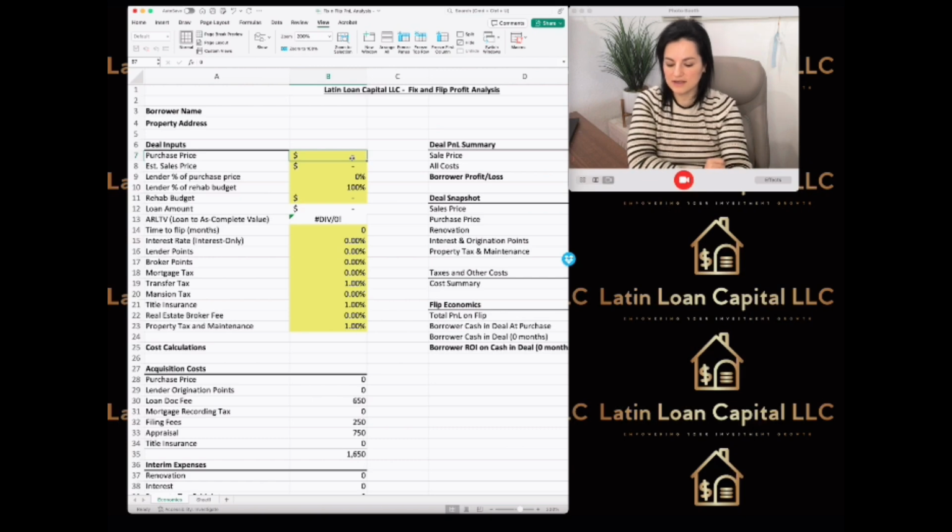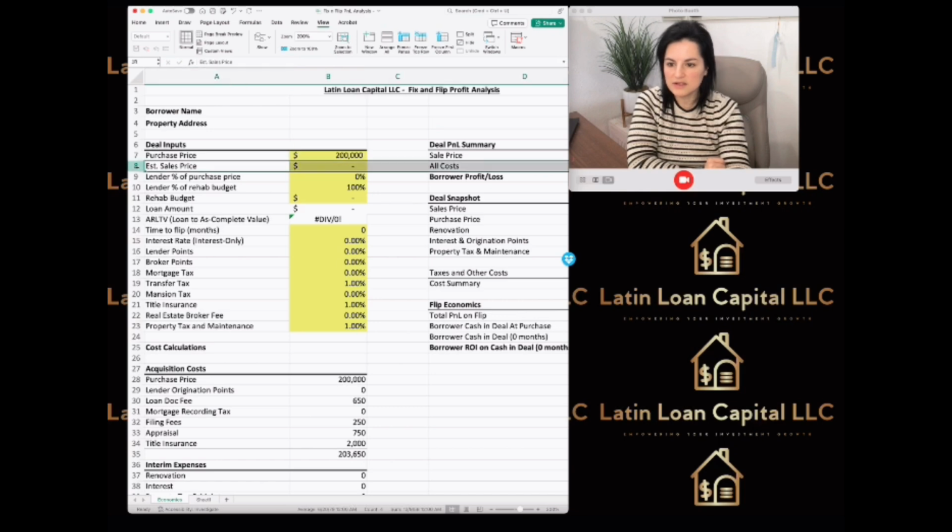Okay, so let's say purchase price is $200,000. Estimated sales price, this will be your after repair value. Okay, let's say it's $350,000. Maybe you're buying the property under value.